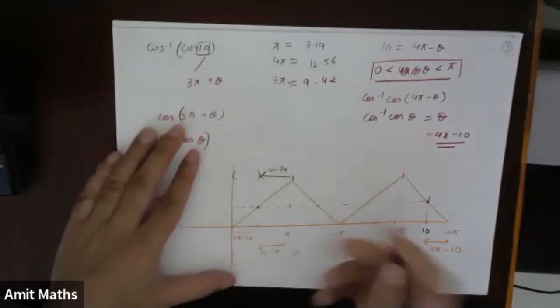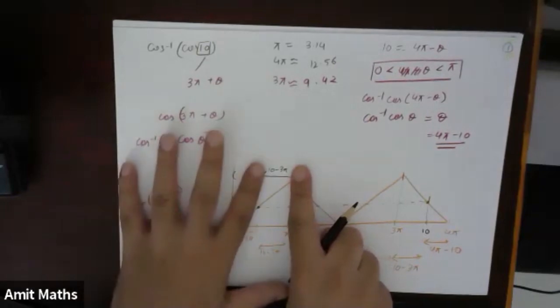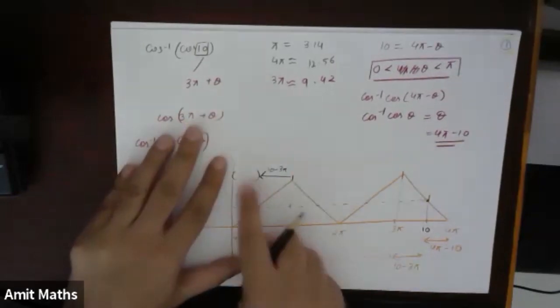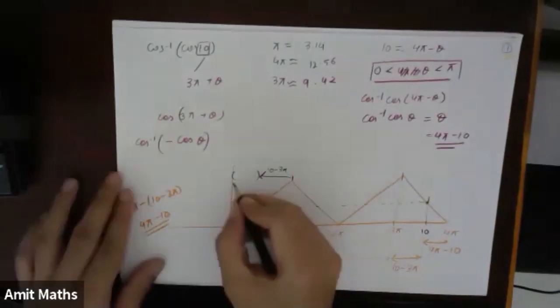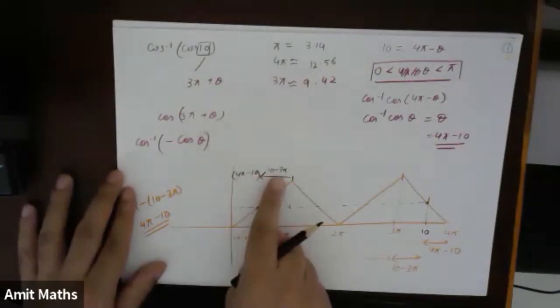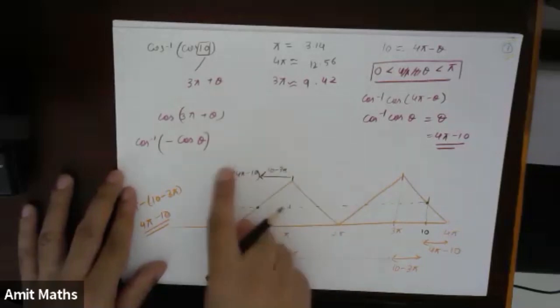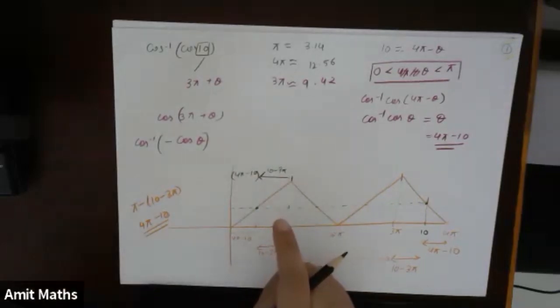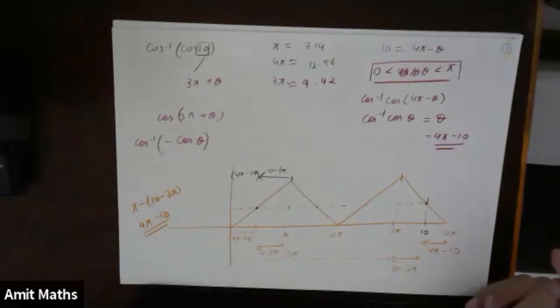How much is left out here? This total was pi. This distance is 10 minus 3 pi. So how much is this distance? Pi minus that, so this will become 4 pi minus 10. If I add them, I will get still pi, the total distance. Mridula, understood?